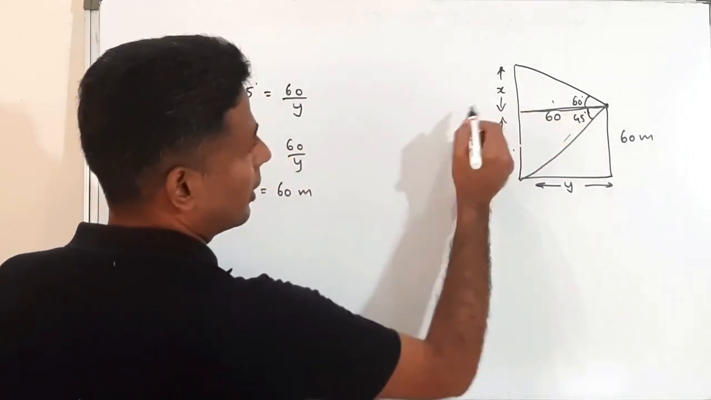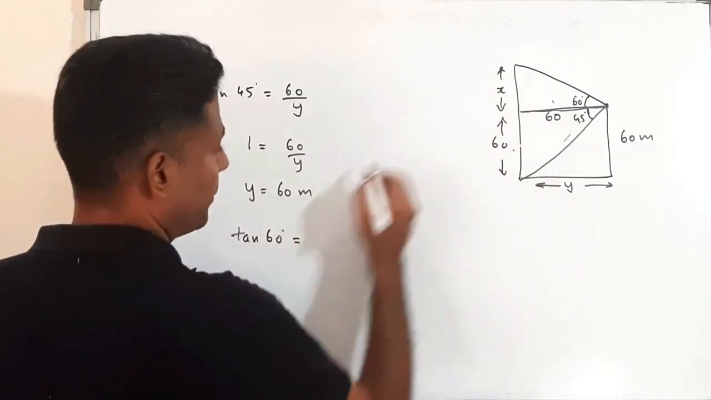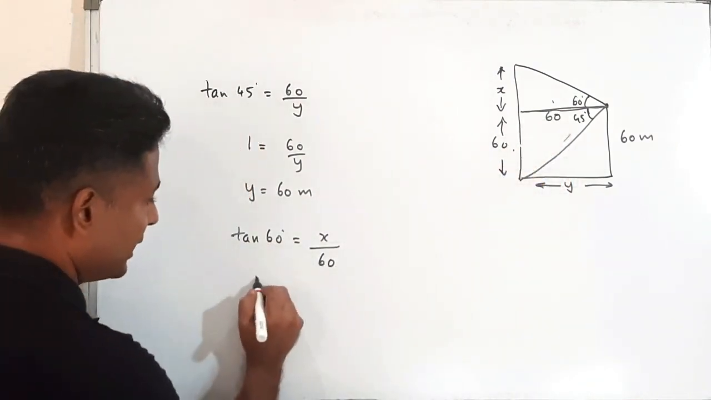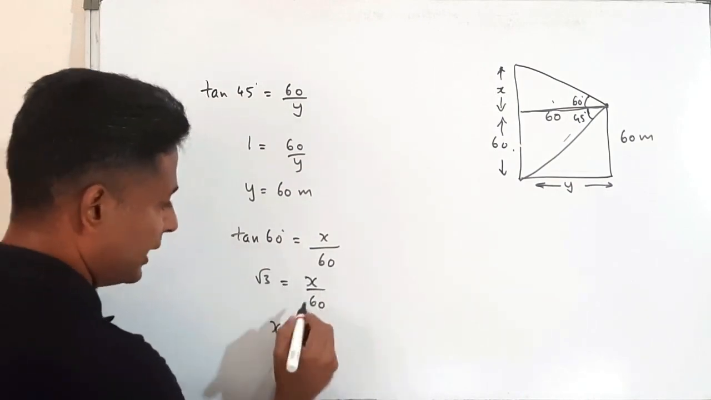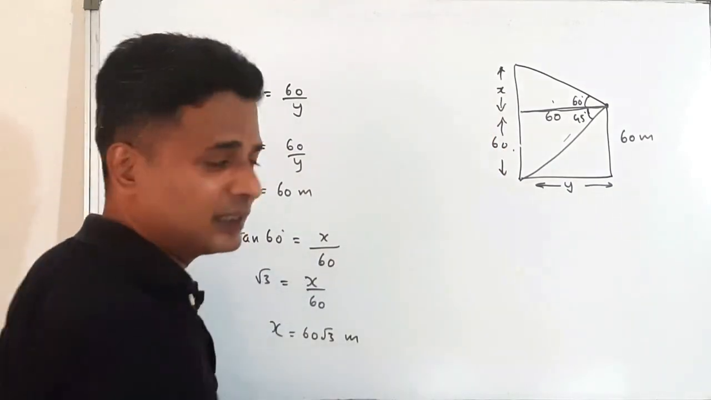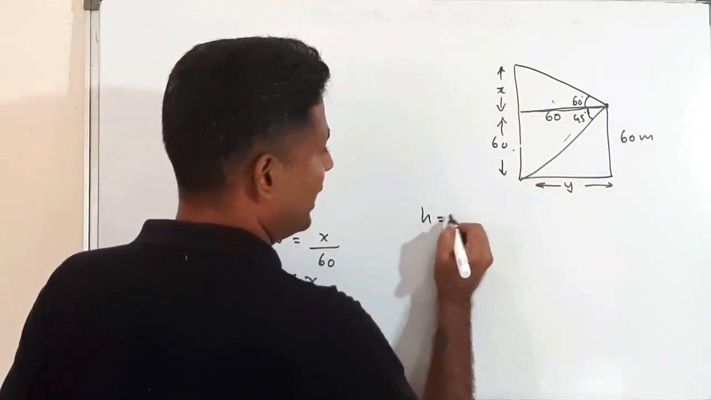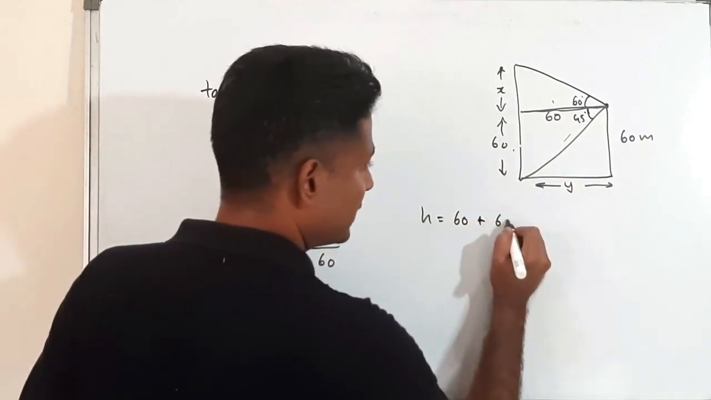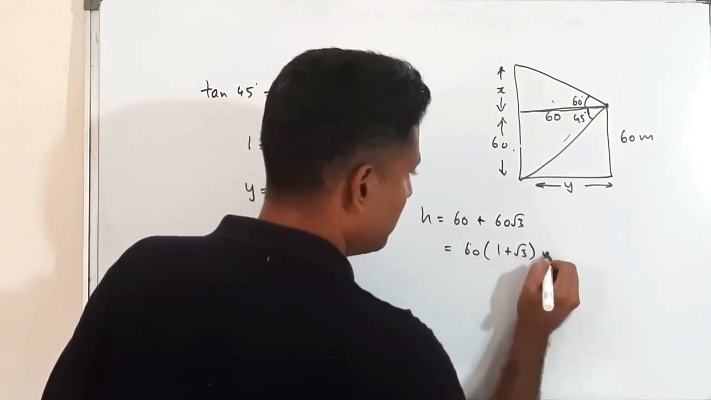Now taking this triangle, opposite and adjacent, hence we take tan 60 degrees equal to opposite, that is x, by adjacent, that is 60. So tan 60 is root 3, equal to x by 60. So x equals root 3 into 60, 60 root 3 meters. So we got x as 60 root 3 meters. But what have they asked you? The entire height. So the entire height of the building will be x plus 60. So 60 plus x is 60 root 3 plus 60, or 60 into (1 plus root 3) meters.